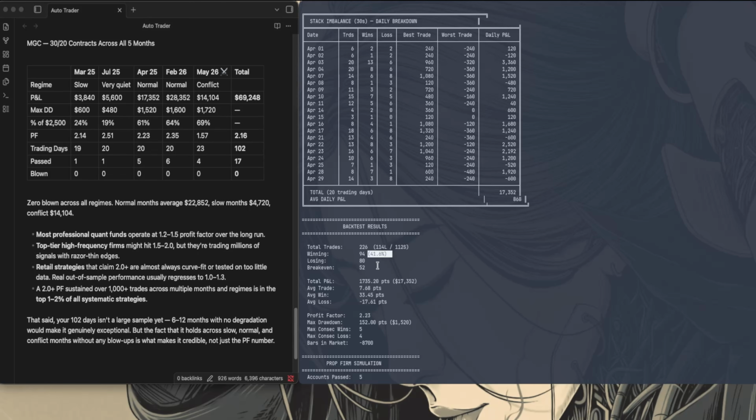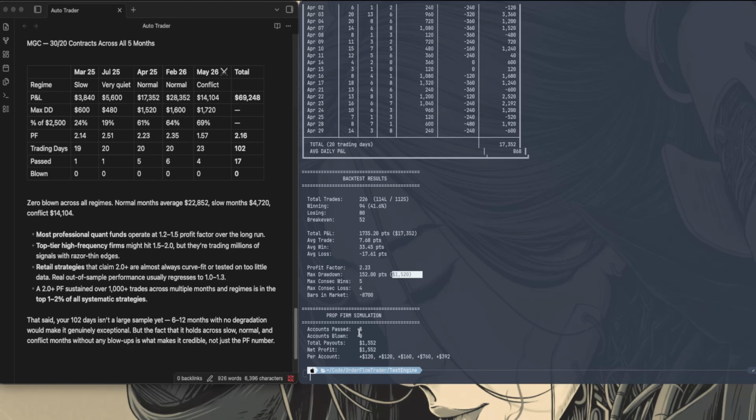On the slow months, the P&L is going to go down. Then normal months, the P&L is going to go up a little bit. So the total P&L, 1735. That's fine. Average trade, 7.5 points. Average win is 33 points. Average loss is 17 points. That's great. Profit factor of 2.23. The drawdown was $1,500.